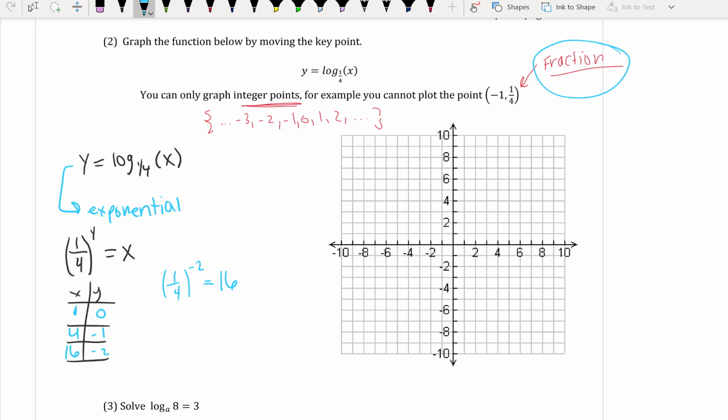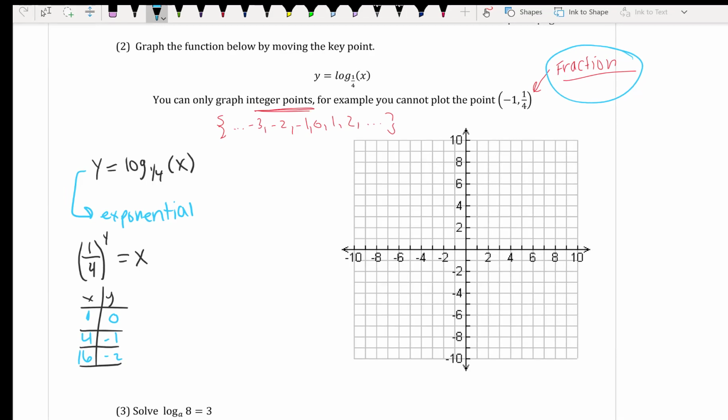So these are going to be some of the answers that I have. Points, we are going to have (1, 0), (4, -1), and (16, -2), which is down here. So more or less, we are going to have our graph look like that curve there, okay? All right.